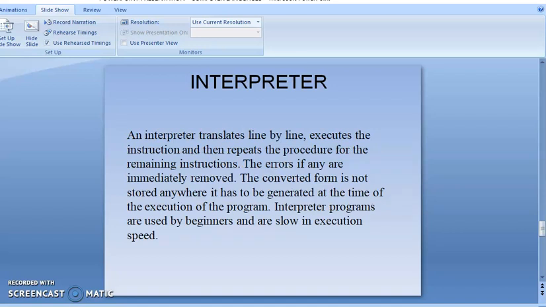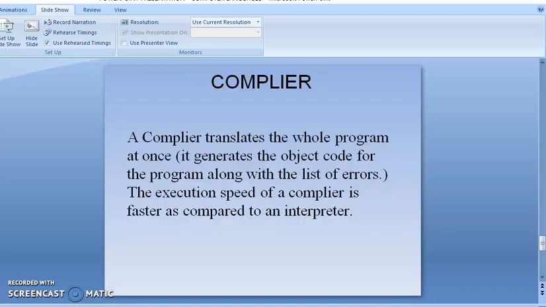Interpreter. An interpreter translates line by line, executes the instruction, and then repeats the procedure for the remaining instructions. The errors, if any, are immediately removed. The converted form is not stored anywhere. It has to be generated at the time of the execution of the program. Interpreter programs are used by beginners and are slow in execution.